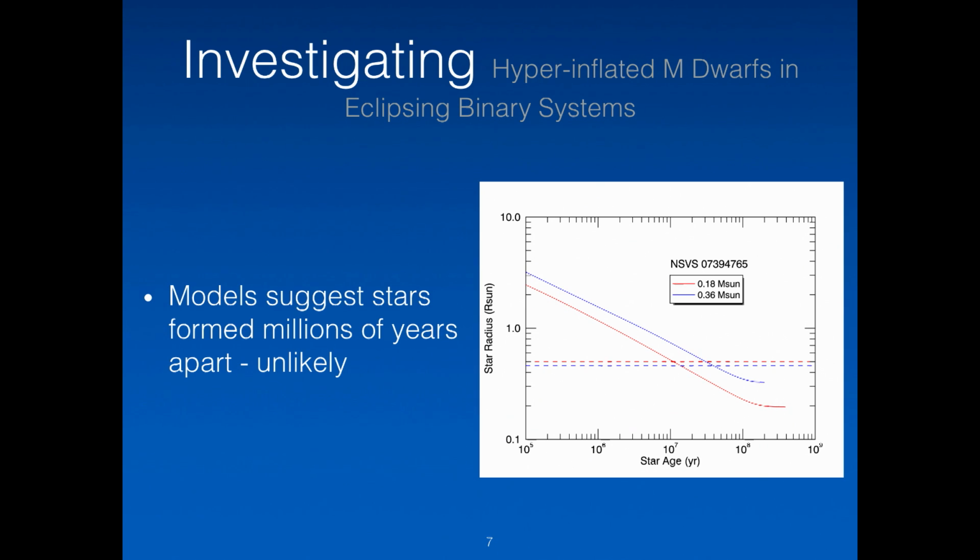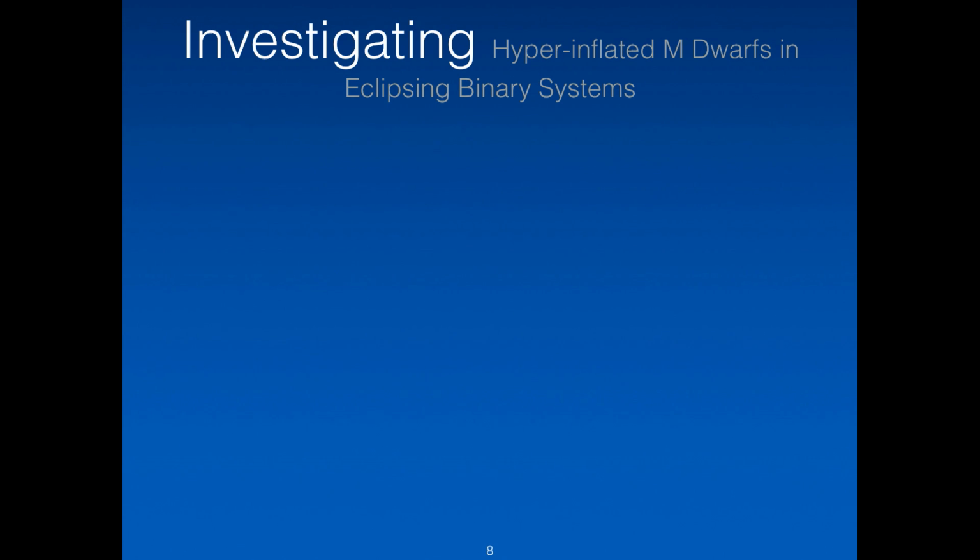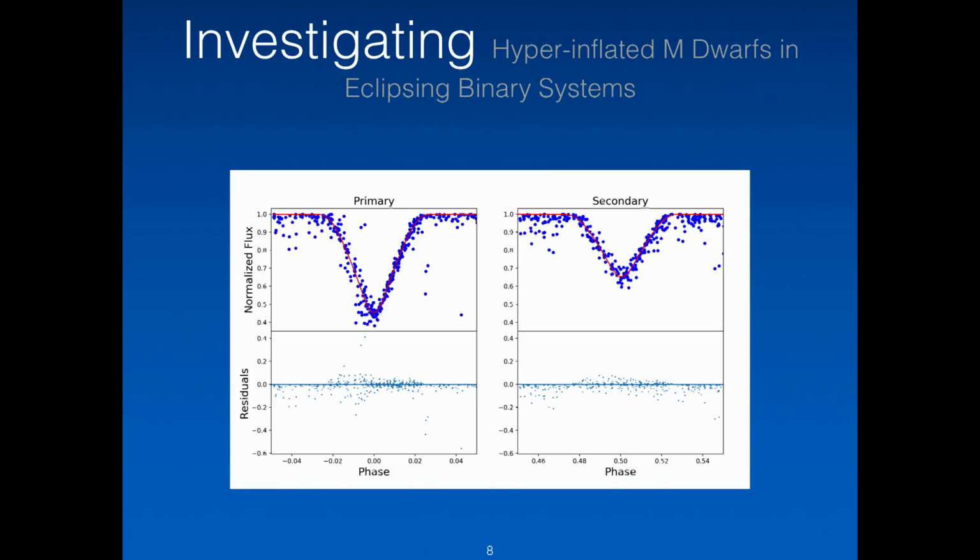But if they both formed at the same time, the lines of their current radii, as published, would intersect at roughly the same time point. But you can see that red here intersects at 10 to the 7th, and then blue intersects at 3 times that, or about 30 million years. So there's tens of millions of years between the supposed formation times of these stars. That can't happen, and so this casts some doubt onto the physical reality of these systems being hyperinflated.